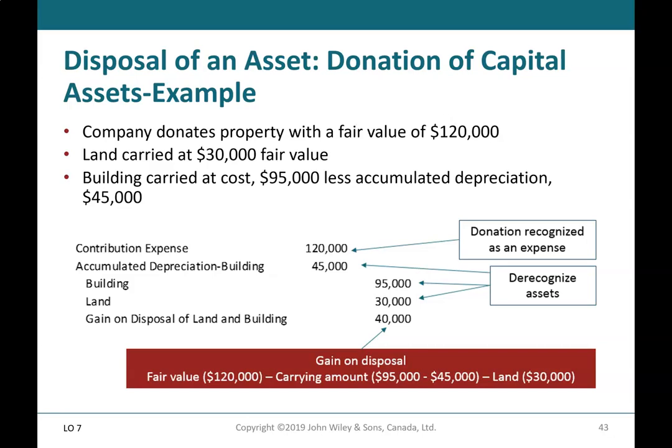You would debit accumulated depreciation building for $45,000, credit building for $95,000, and credit land for $30,000. And these remove those assets from your books. And then you're ending with a credit of $40,000. So you would put that to the gain on disposal of land and building.